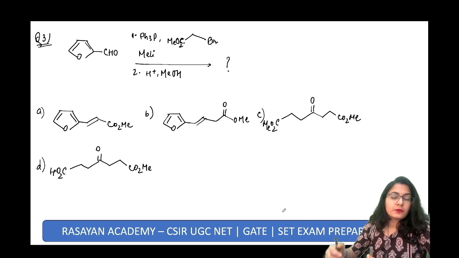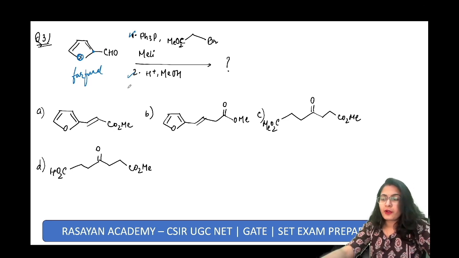Moving onwards to the third question over here. So you have a furfural molecule. Now the aldehydic 2-formyl furan is also known as furfural. This has to react with two of these reagents. What is going to be the major product?